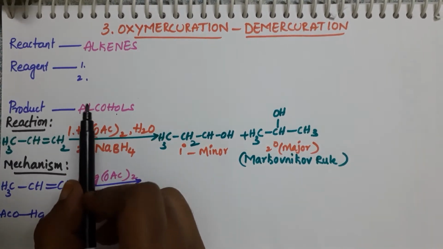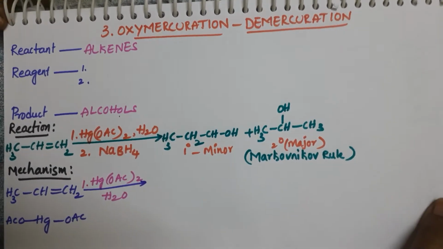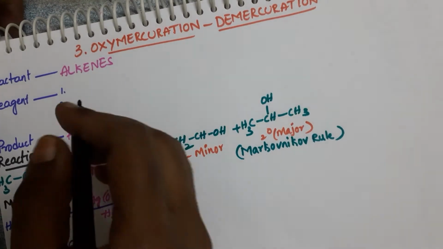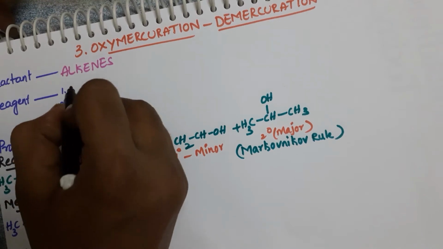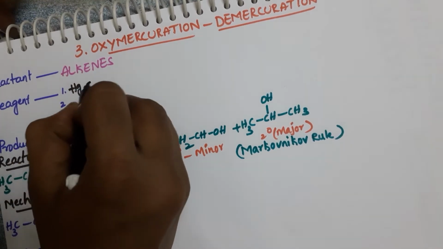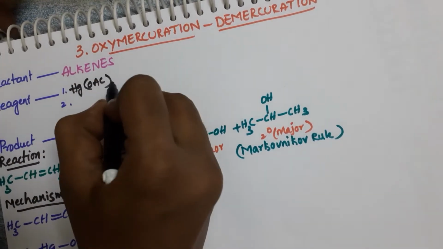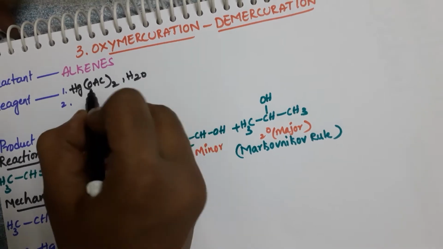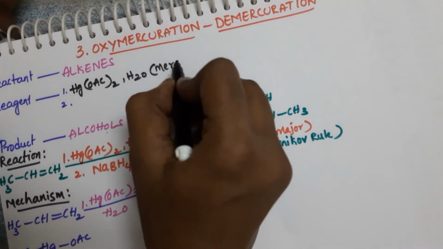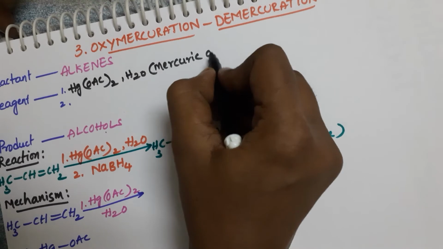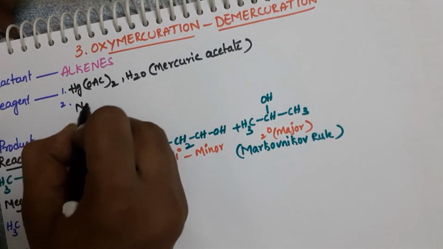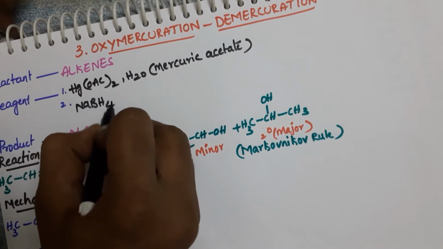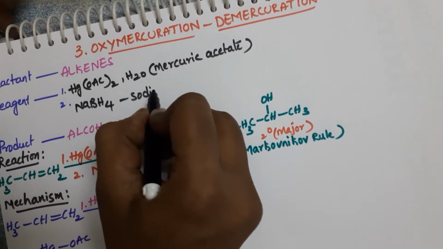What is the reagent in this one? As in hydroboration oxidation, here also we are using two types of reagent. The first one is mercuric acetate, Hg(OAc)2, in the presence of water. This is called mercuric acetate. The second one is NaBH4, sodium borohydride.